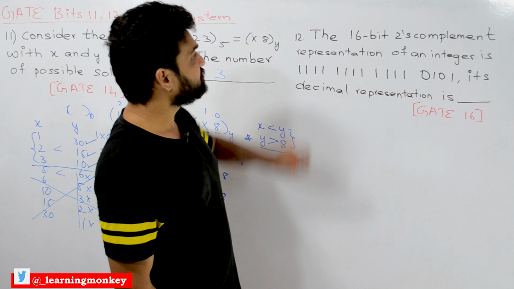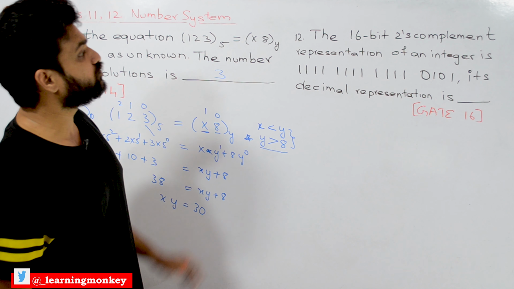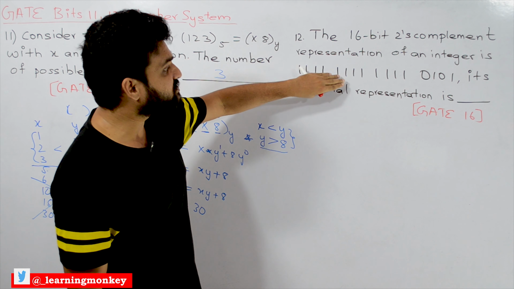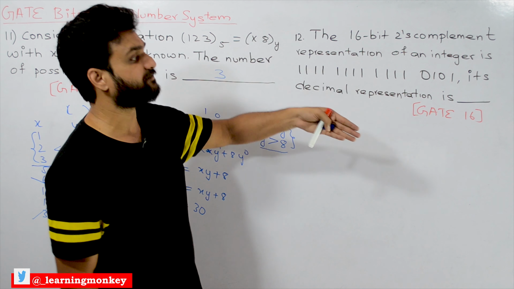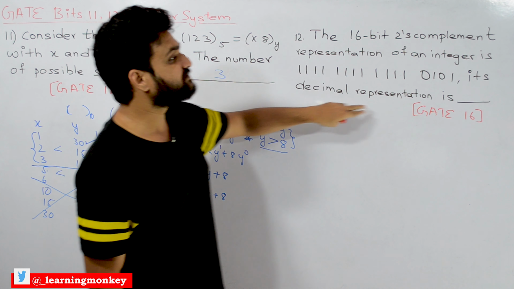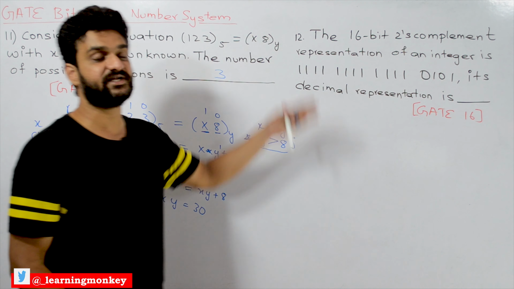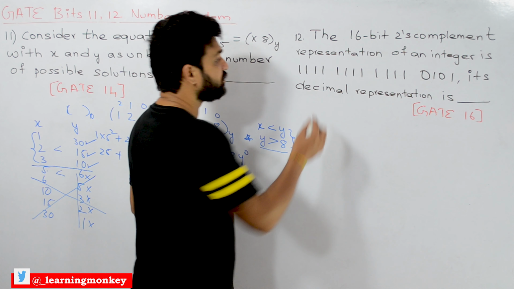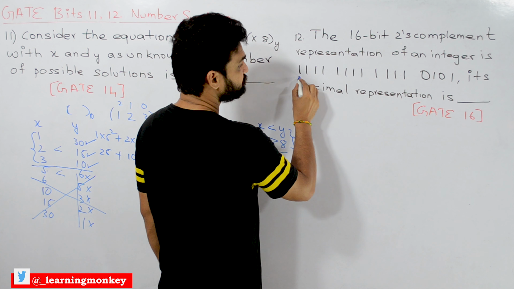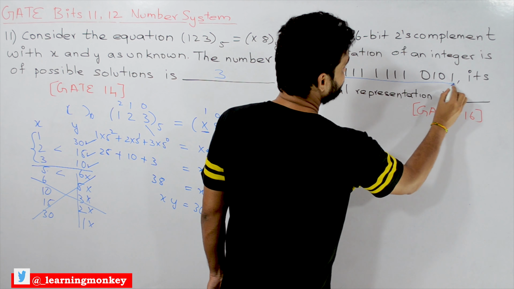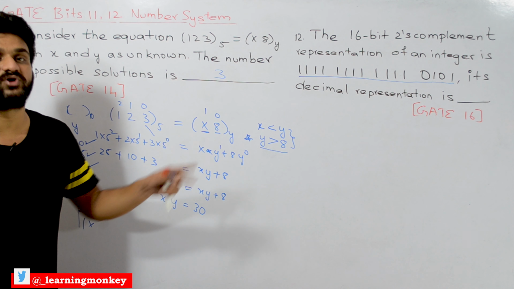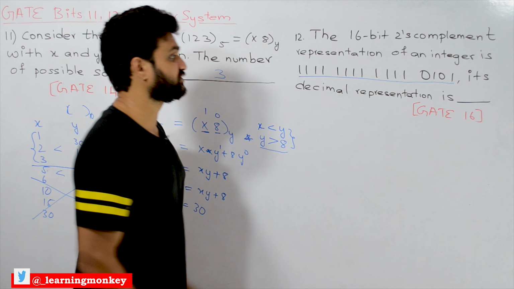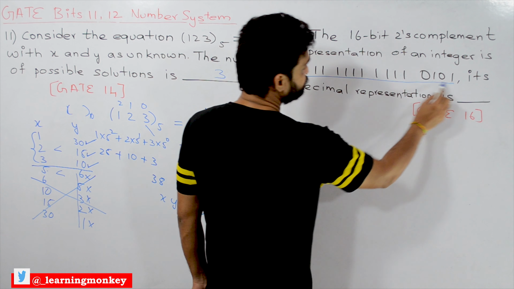Okay, now coming to this bit, it is a 16-bit 2's complement representation of an integer. They are saying that this is the 16-bit 2's complement representation of an integer. What is the decimal representation of this number? It is very, very simple. What we have to do in order to get the magnitude of this number? We have to find the 2's complement. The discussion about these concepts was already made in our previous videos. So we have to find the 2's complement of this number.